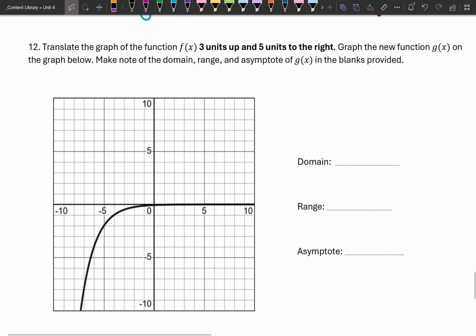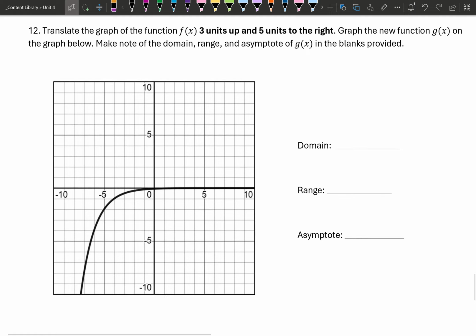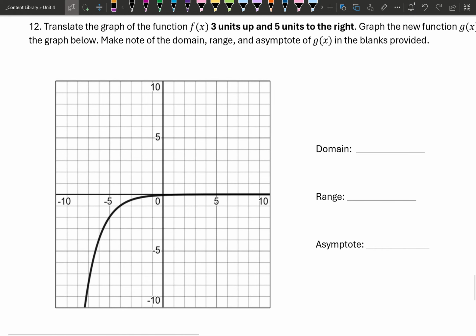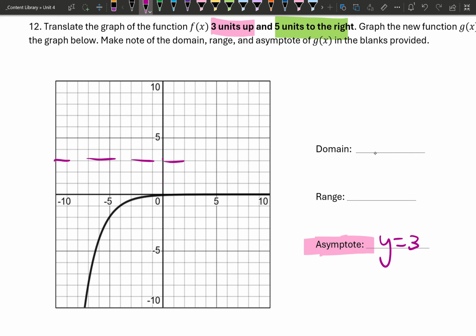We'll graph it and we'll talk about the domain, range, and asymptote. And that's the last one. Okay, 3 up and 5 to the right. Okay. Remember, our asymptote goes up and down with our function. So our asymptote's going to be directly linked to that. Y equals 3. I'm going to draw that in. 1, 2, 3.